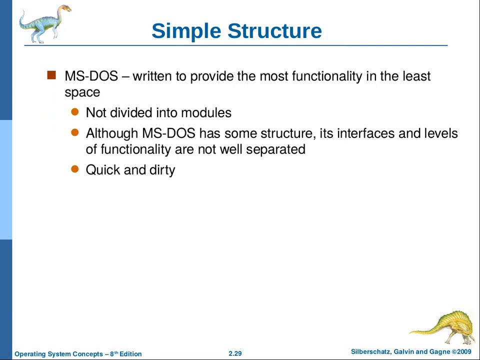All right, MS-DOS, written to provide the most functionality in the least space. Doesn't have modules. It was just one giant program. Well, it actually wasn't that big either. Wasn't well separated, quick and dirty. Actually, the original DOS was called QDOS, which just stood for Quick and Dirty Operating System, and then evolved to MS-DOS, which eventually evolved into Windows.